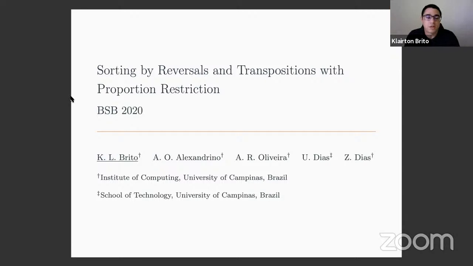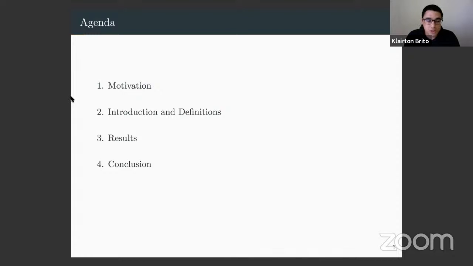Hello, everyone. Good morning. My name is Klairton Brito, and today in this presentation, I will talk about the sorting by reversals and transposition with proportional restriction. So this is the agenda of this presentation. Initially, I will talk about the motivation of this work, and then I will introduce some definitions and concepts that we use to obtain the results for the problem. Then I will talk about the results that we obtain for the problems, and I will conclude the presentation showing the contributions and the possible investigations that can be performed in the future.